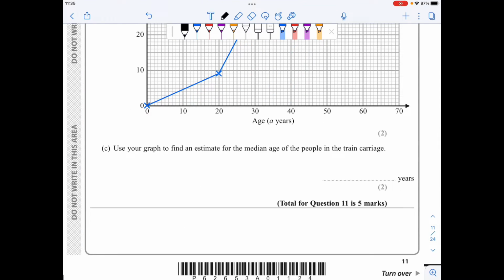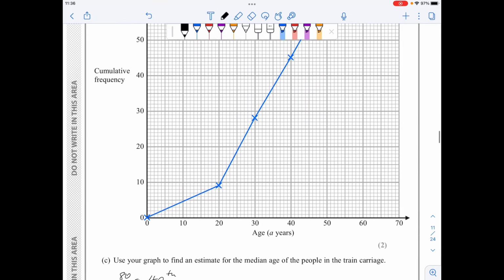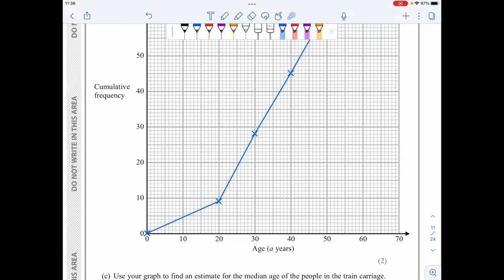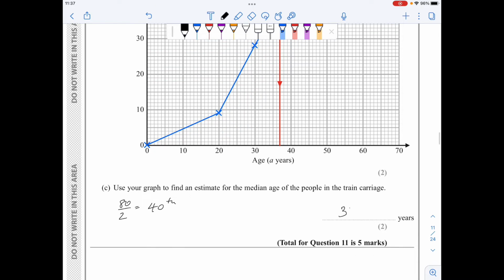Then in part C, I need to find an estimate for the median. I've got a frequency of 80. If I divide this by 2, I get 40. So I want the 40th observation. So I'll go to my graph and I'll go on the 40 on the cumulative frequency, find the corresponding x value, and that is the median. So the value on the age axis is 37, and this is my median. Note that the mark scheme accepts any value between 35 and 38.